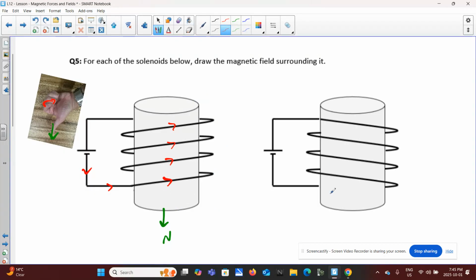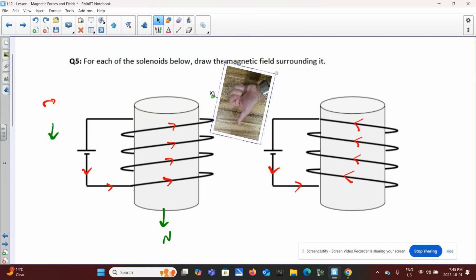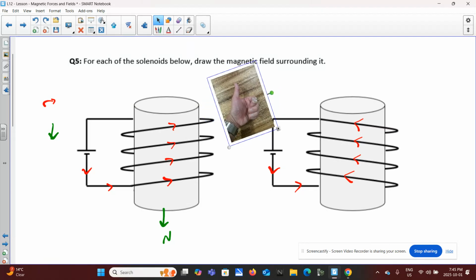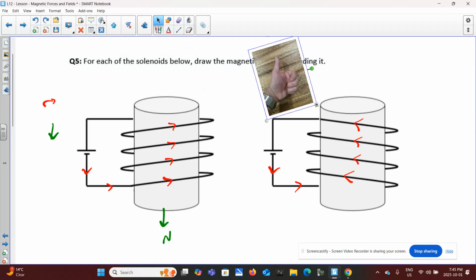So now we're going to look at this next one. Current comes out of the negative, and it's going to go this way. So I take my hand. I got to rotate my hand until my fingers are wrapping around in the same direction. So in this case here, my current is now wrapping around in the same direction, and my thumb's pointing up, so my north end of the magnet is going to be upwards.